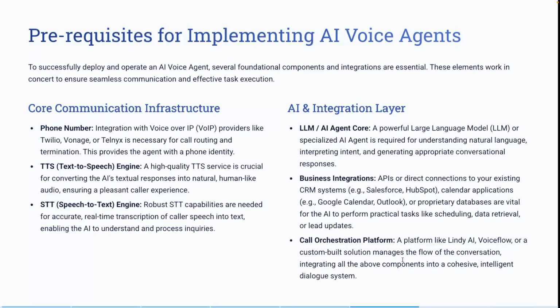All right, so let's look at the prerequisites for implementing AI voice agents, right? To be able to implement a voice agent, the first thing that you need is a phone number. Okay, so you'll have to go through providers like Twilio, OneEdge, Telnyx, etc. to get your phone number for routing and termination. Then you need a TTS, like I showed in the previous screen. You need a TTS, which is your text to speech engine, and then you also need a speech to text engine.